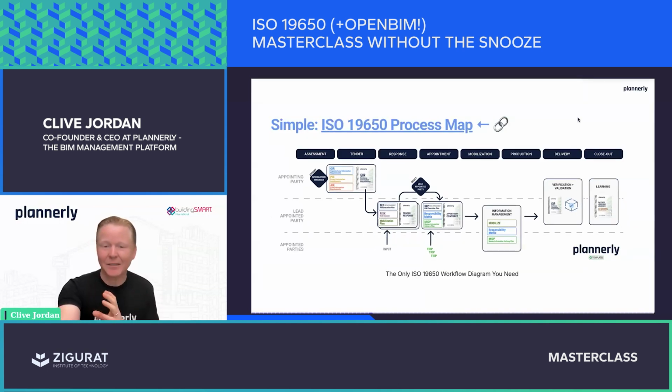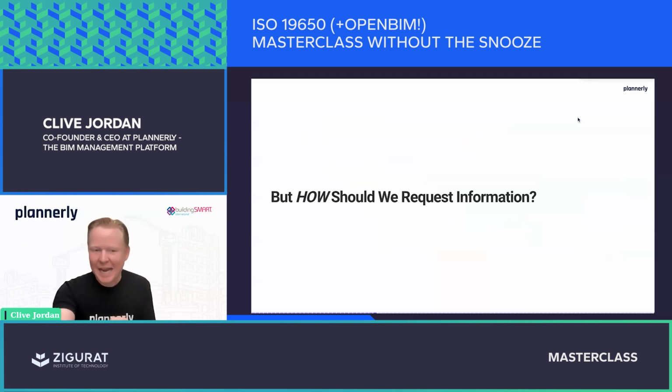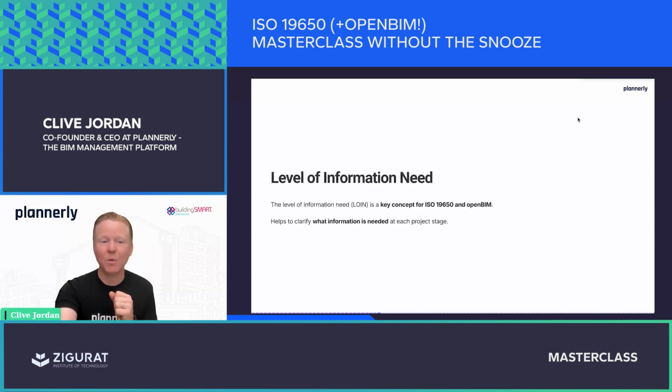This is really a diagram that can help you explain to others what the whole thing is all about, and hopefully it will help yourself to be able to picture where you are, which swim lane you fit in, and how that workflow will be part of your processing. So that's overall what we need to do in the workflow. But how should we request information? Well, ISO 19650 has a really detailed approach to describing those information requirements. And in that world, it is called level of information need.